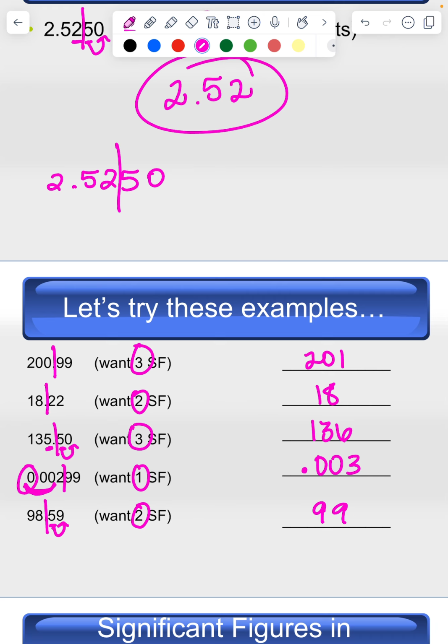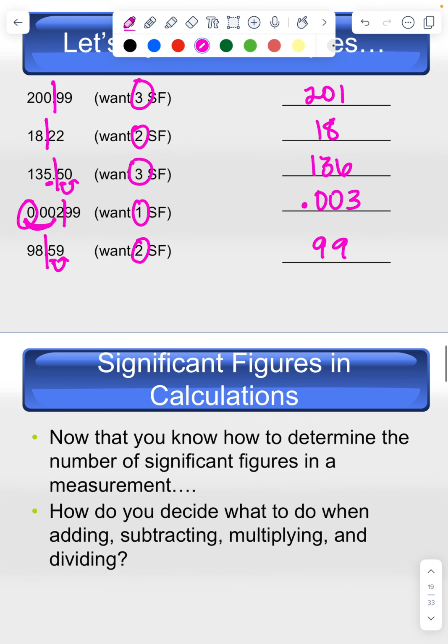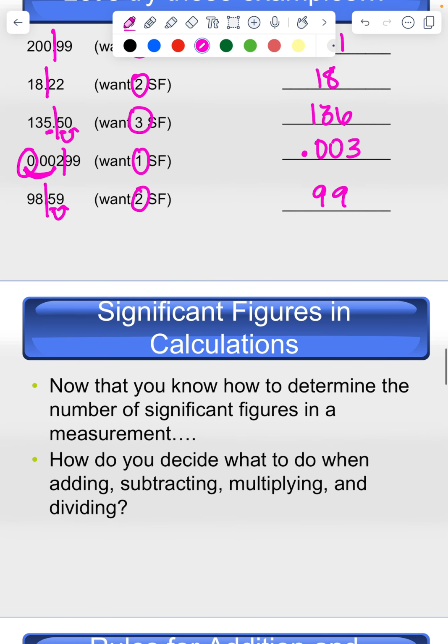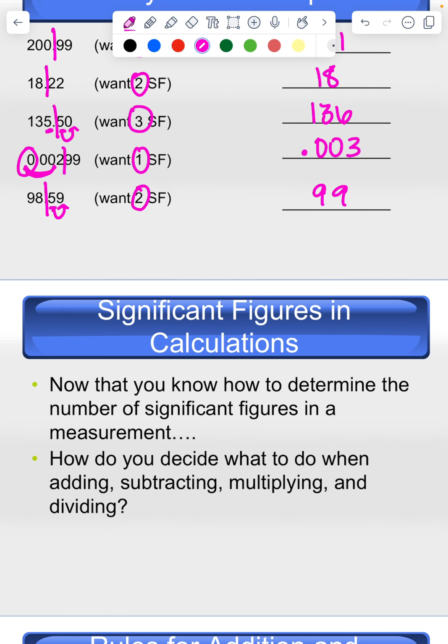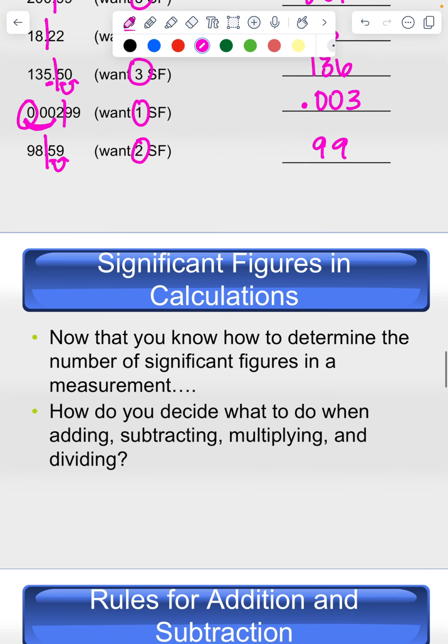Okay, so hopefully you know how to determine the number of sig figs in a measurement, but not only are we going to be measuring things, we're actually going to be doing the math with these things. So we're going to be adding, subtracting, multiplying, and dividing. So we have to remember what we do whenever we have these calculations.